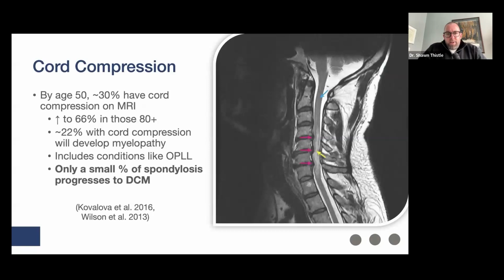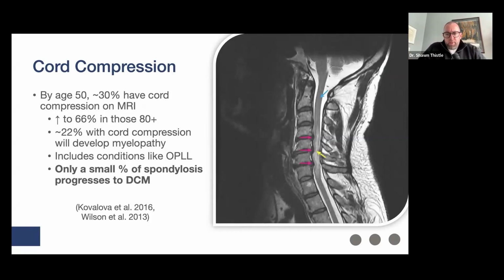What we also see is by age 50, about 1 in 3 people have cord compression on MRI. So that tracks with the stat from the last paper. That increases to 2 out of 3 in those over 80. And that's just secondary to chronic degenerative changes that come with age, generally speaking. About 1 in 5 with cord compression develop myelopathy. So I've told you that a certain chunk of people have cord compression, and it's about 1 in 5 of those that actually develop the myelopathic symptoms or signs that we'll talk about later.